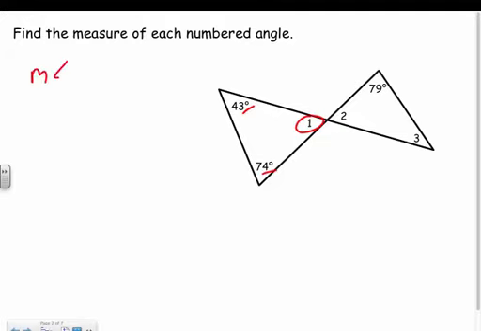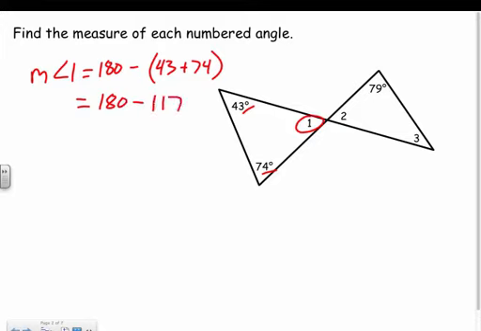So to find the measure of angle 1, I've got to add up that 43 plus the 74 and subtract it from 180. So let's go ahead and do that. Let's add those two first, and I end up with 117. And we subtract it from 180 to give us 63 degrees. So the measure of angle 1 is 63 degrees.